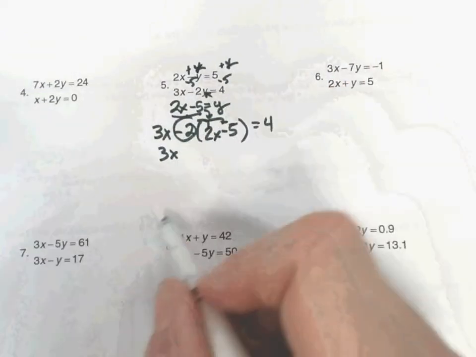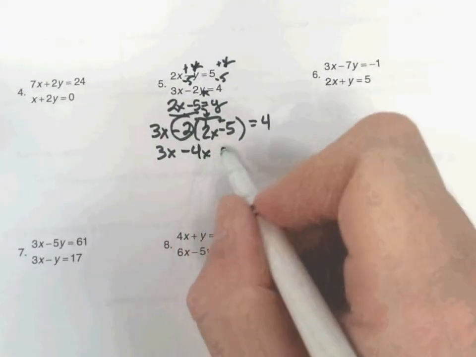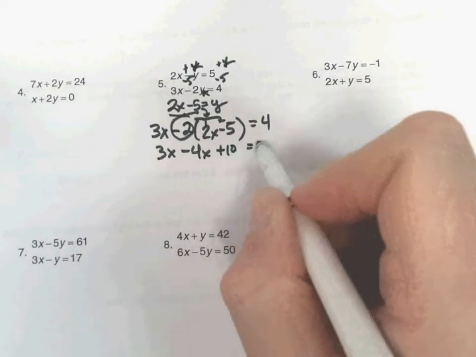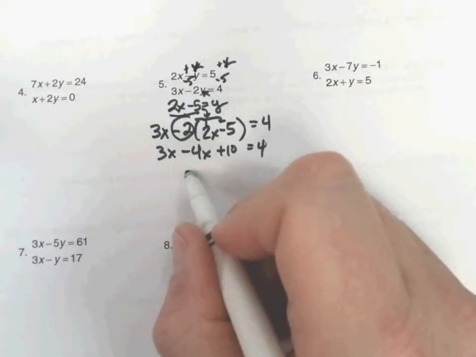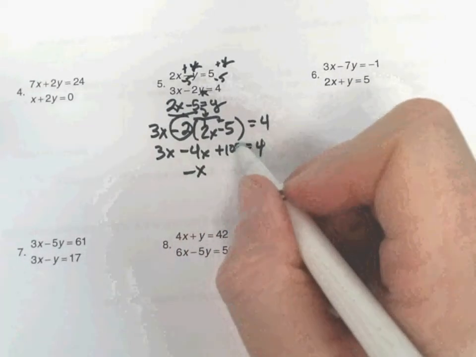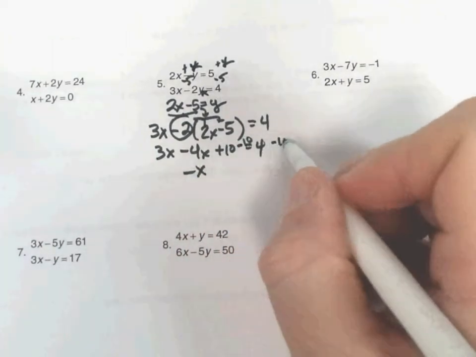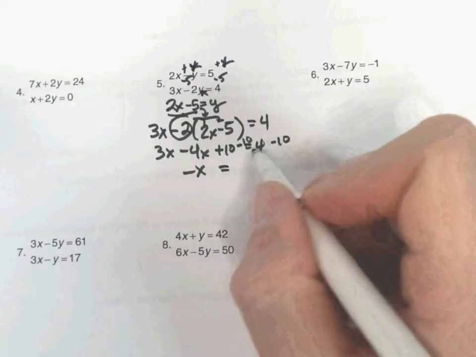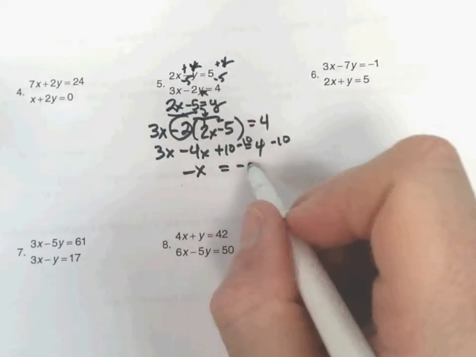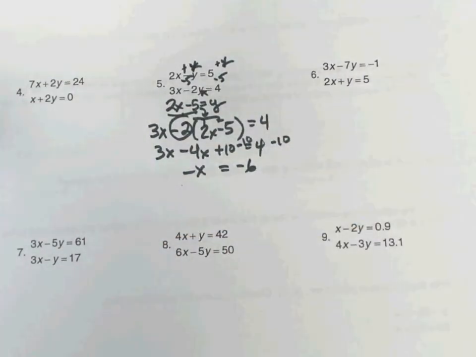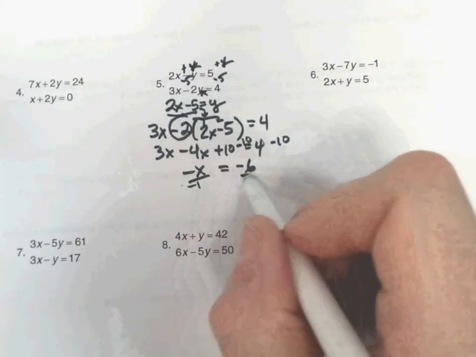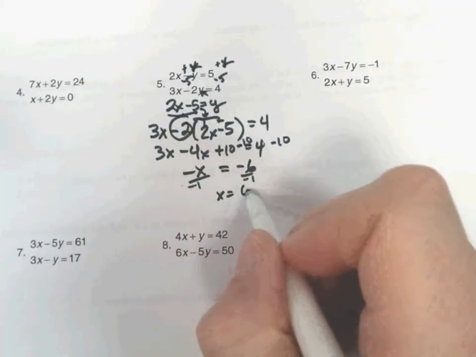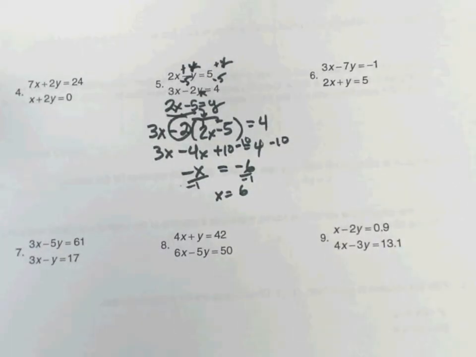3x, I'm going to distribute this negative 2 to each term. Minus 4x plus 10 equals 4. 3x minus a 4x is a negative x. I'm also going to subtract 10 from each side at the same point. So I get a negative x equals a negative 6, which means that a positive x would be 6.